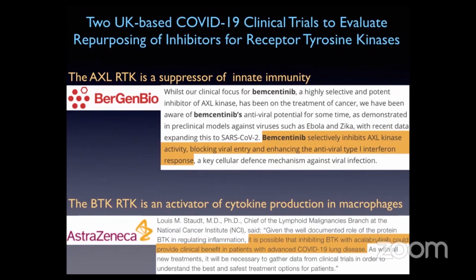So the Bruton tyrosine kinase is an activator of cytokine production. It's basically expressed in white blood cells, and it's particularly the cytokine production in macrophages is an area that they would like to try and target. And in this case, it would be for the late stage of COVID-19 lung disease, where fibrosis is setting in and cytokine storms are happening. So this would be actually treating the symptom rather than the virus, whereas the first study would be looking directly to drug the cell in order to try to suppress viral replication.